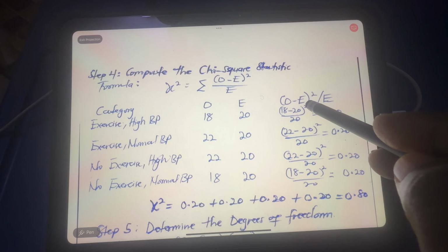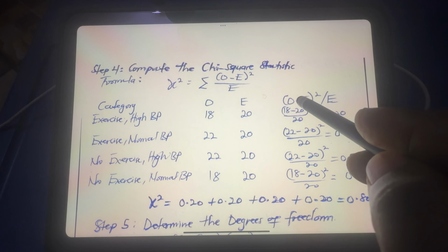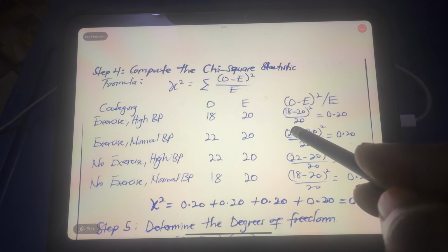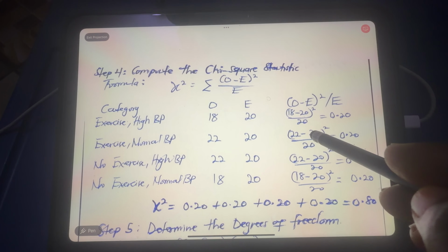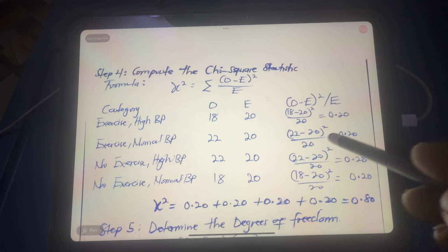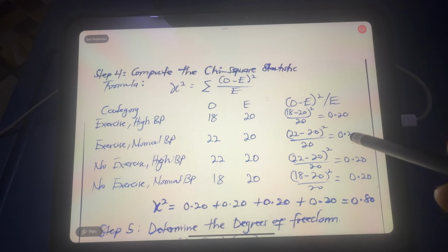Then you come to exercise regularly, normal blood pressure, observed is 22, expected is 20. You put these into the formula. The formula says observed minus expected, all squared. Observed is 22, minus expected 20, close the bracket, all squared, all over the 20, which is the expected. That will give you the same 0.20.